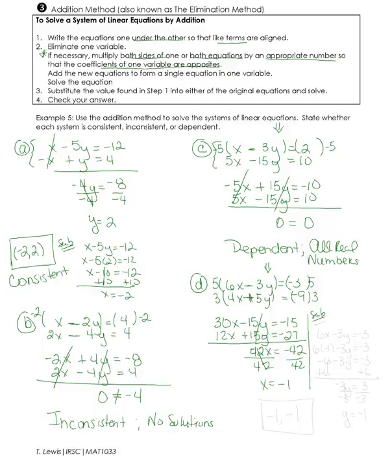Now let's substitute to find the other solution. Let's go back to the original equation. It doesn't matter. We're going to substitute negative 1 into the first equation for x. So 6 times negative 1 minus 3y is equal to negative 3. We have negative 6 minus 3y is equal to negative 3. Add 6 to each side. We have negative 3y is equal to 3. Divide by negative 3. We have y is equal to negative 1. So our ordered pair is negative 1, negative 1. And we have a consistent system because we have one solution.